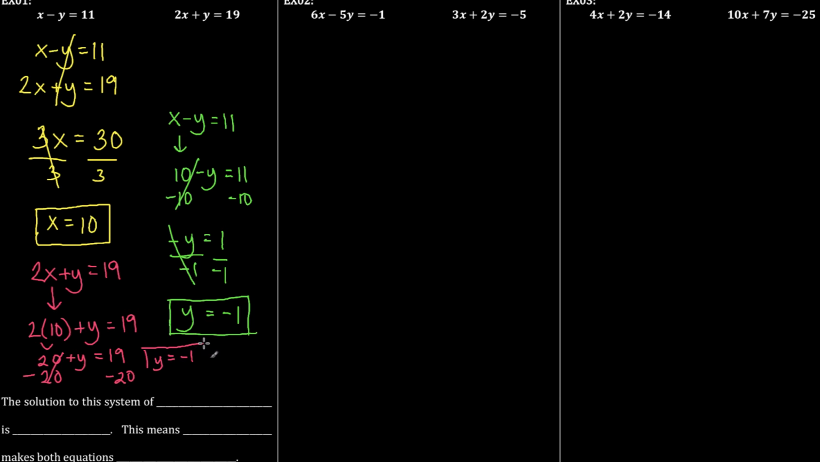This is just to show you that once you know what x is, if you substitute 10 in for x in this one or this one, you'll get the same answer. You should get the same answer because it's a common solution. So if a negative 1 goes with 10 in this equation, the negative 1 goes with 10 in this equation also.